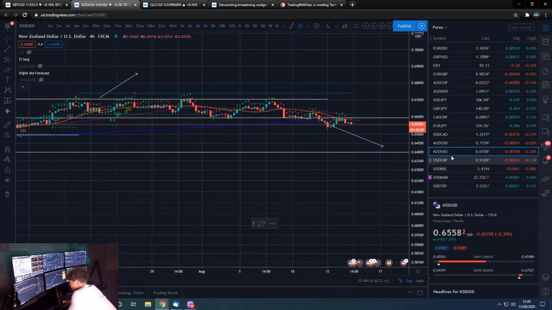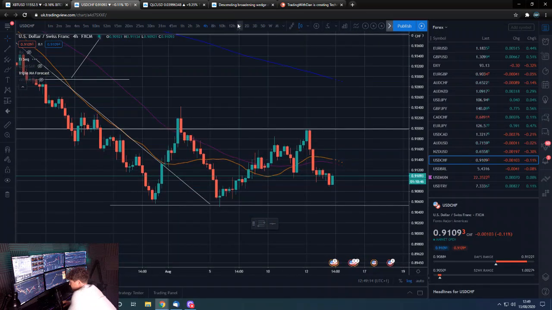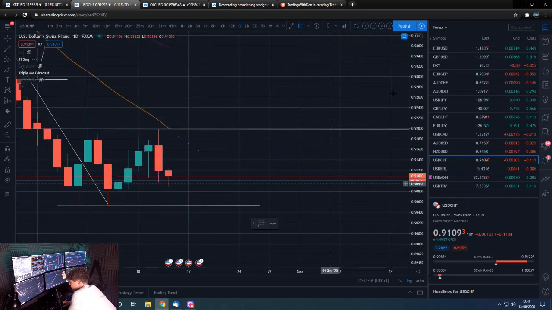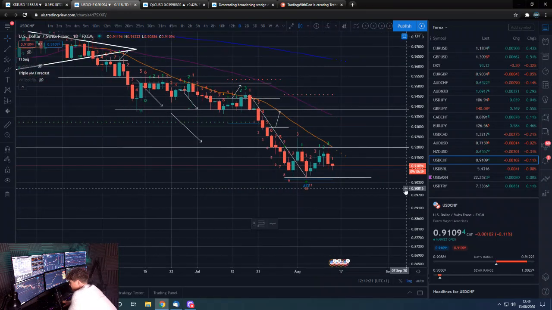A good risk-reward trade anyway. Not necessarily going to work out, but just the risk to the reward. Yeah, this is clearly looking bearish. Not much to say about this. This looks a bit like the dollar index.